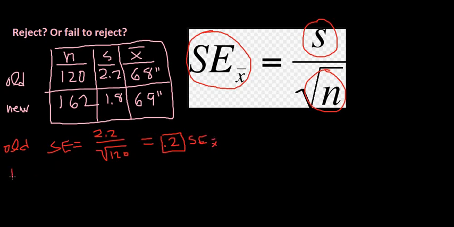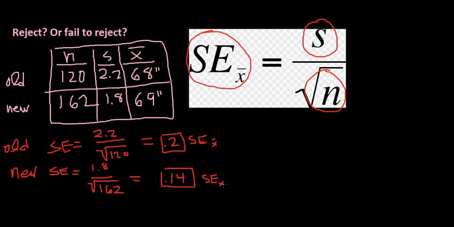Okay, now for your new standard error, we have 1.8 divided by the square root of 162. Same process. Pretty simple. Let's find out what that is. 1.8 divided by the square root of 162 should be 0.14 approximately. Okay, that is your standard error of X bar, or your mean.